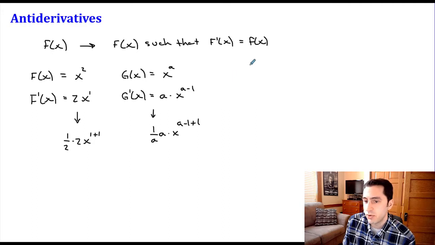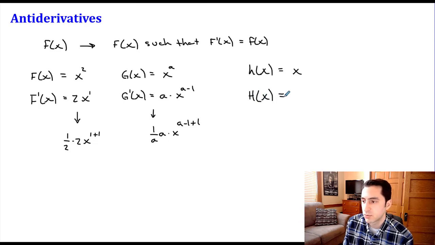So for example, let's think of a simple one, let's just say h of x is equal to x to the first power. I want to find the antiderivative of this. So let's find capital H of x. As we just discussed, I'm going to need to add 1 to the exponent. So this is to the first power, so we'll add 1 more to that. So I have the second power.